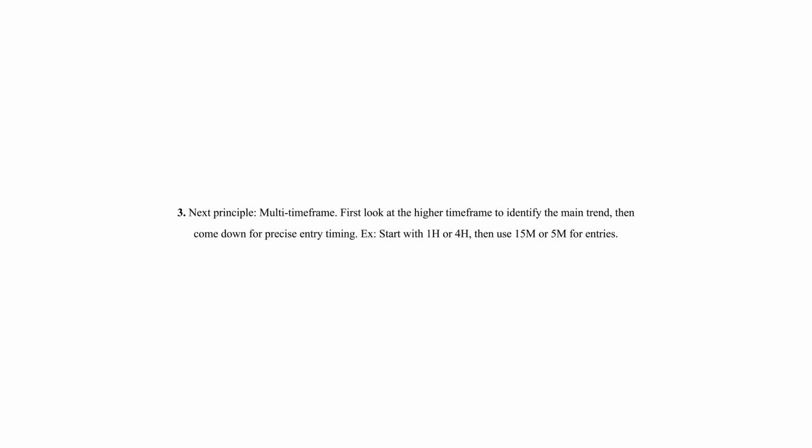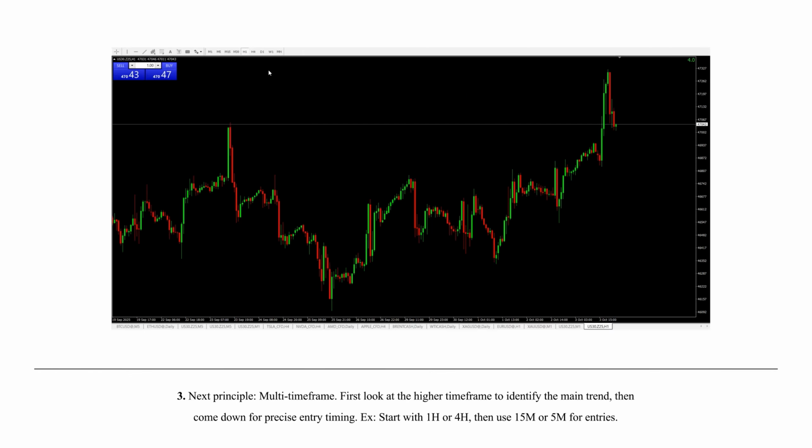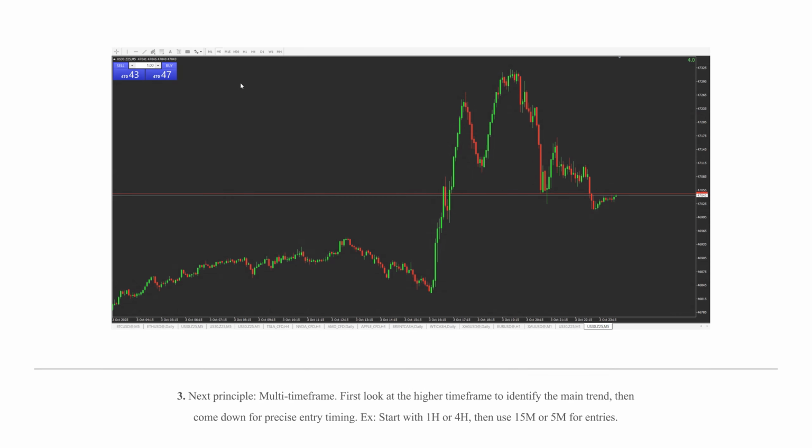Next principle, multi-time frame. First look at the higher time frame to identify the main trend, then come down for precise entry timing. For example, start with 1 hour or 4 hour, then use 15 minutes or 5 minutes for entries.